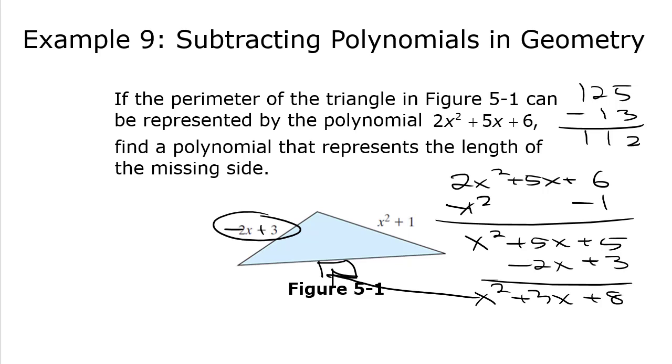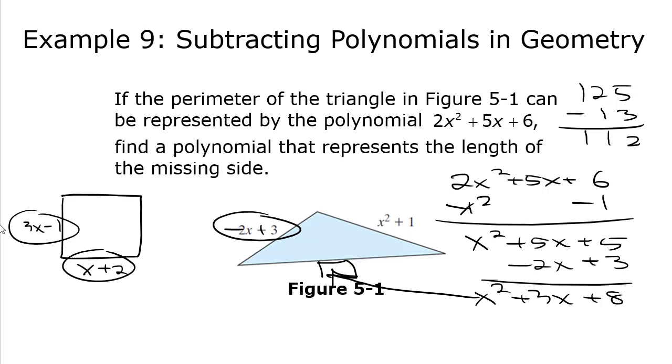So really, I mean, all we're doing is we're still doing some subtraction of polynomials. We're just giving it a context of a geometric shape. Usually what happens with geometric shapes and polynomials, it more often comes from multiplication. You'll have a square, and it'll be something like this is x plus 2, and this is 3x minus 1. And they'll say, what's the area of the square? And you got to do this times this. But that's something for another lesson.